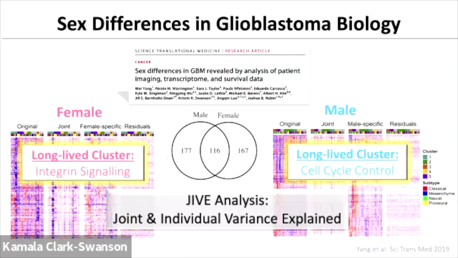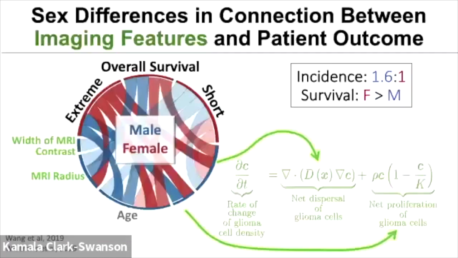It's integrin signaling. If you do the same thing on the male-specific clusters, look at the 5 clusters, pick out the cohort of patients that live longest, and you go, okay, what's the long-lived male patients? It's cell cycle control. So there are different biological mechanisms. The implication of this is there are different biological mechanisms that connect biology to improved outcomes in this disease.